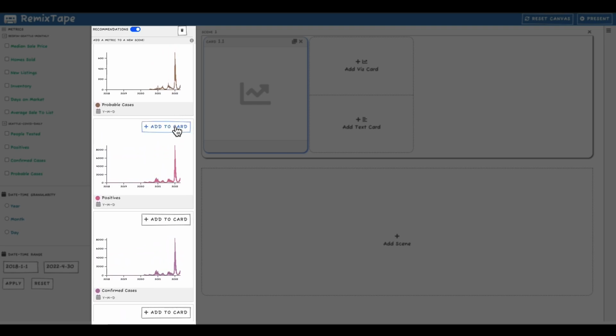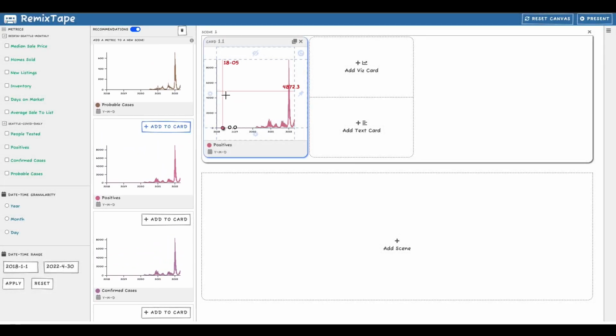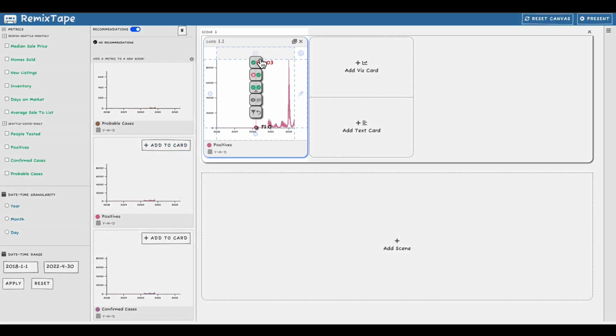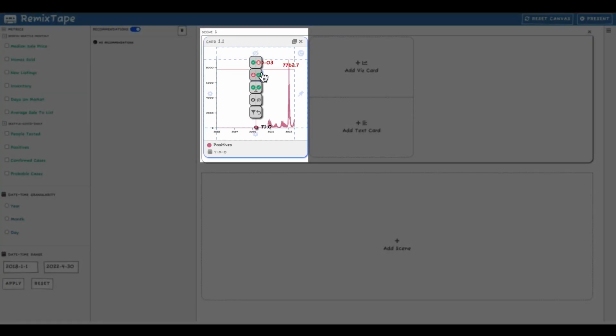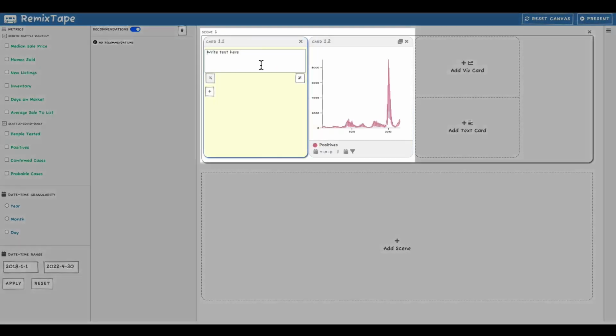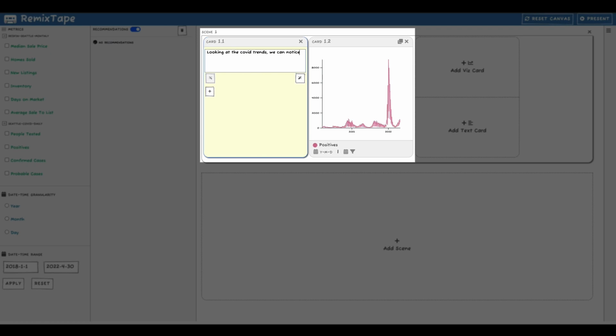We expect that the spikes in the number of positive COVID cases will establish a familiar context with our audience, so we'll populate our first viz card with this metric. After filtering this viz card to February 2020 and afterwards, the card shows two spikes, one at the end of 2021 and another toward the end of 2020.